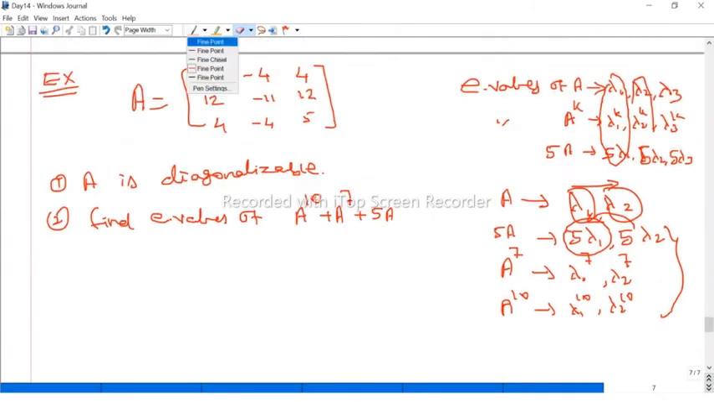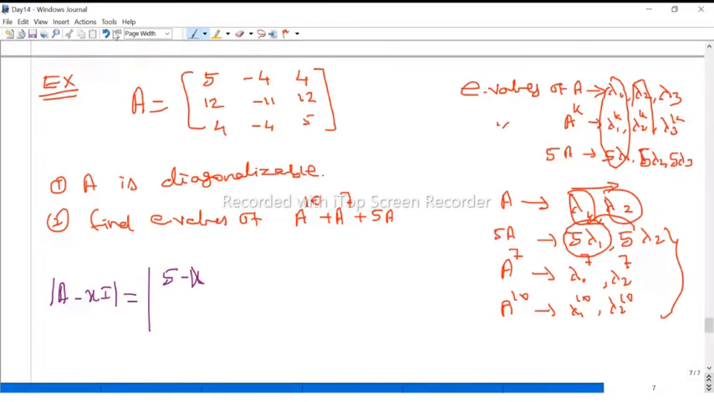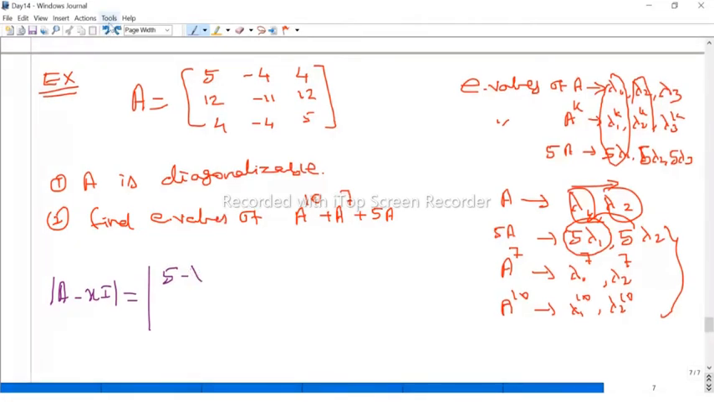So what is the characteristic polynomial of this? The determinant of A minus lambda I, or A minus xI. You can take anything, lambda or x. Okay, better I take x. So you have to subtract x only on the diagonal: 5 minus x, minus 4, 4; 12, minus 11 minus x, 12; 4, minus 4, 5 minus x.